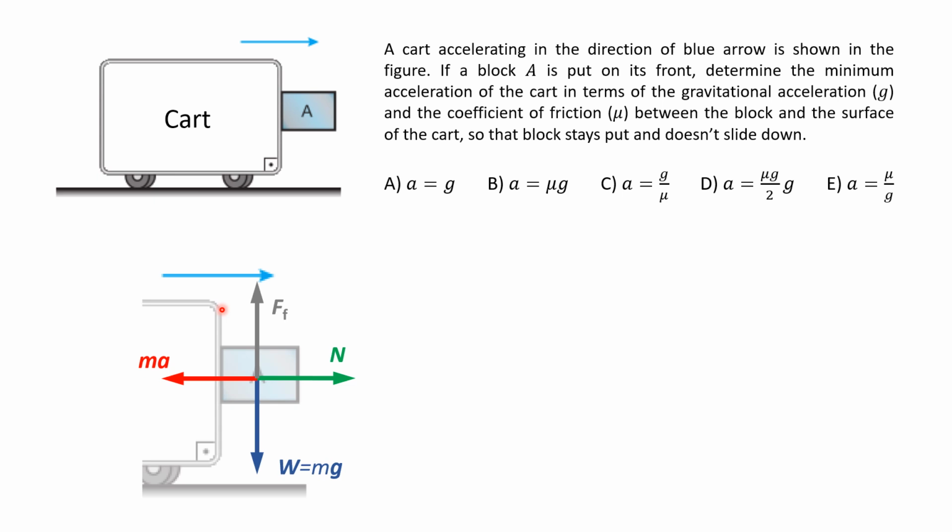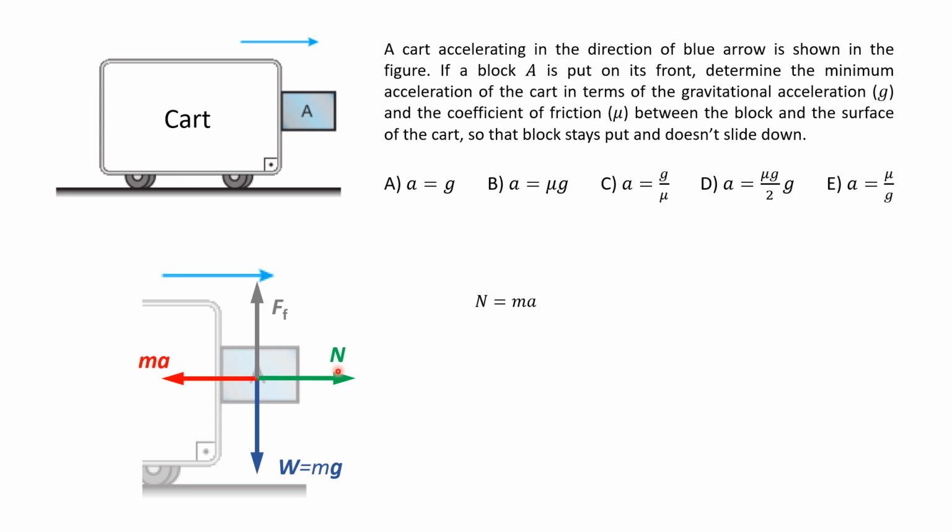Now, since the block is not moving with respect to the car, mass times acceleration, or this inertial force, has to be equal to the normal force. Alright, so this is our first equation.